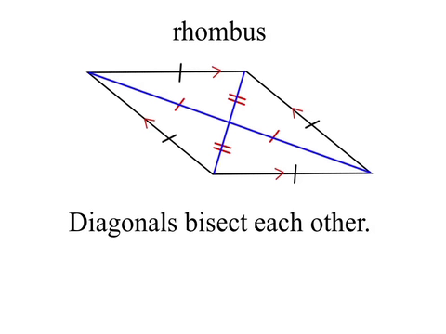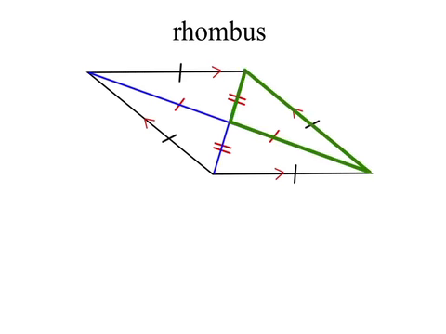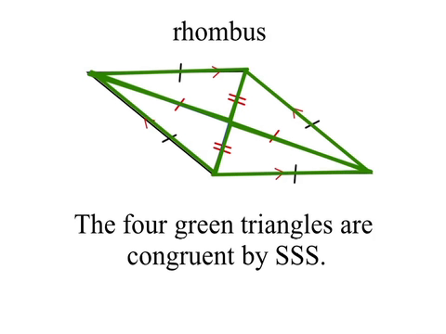The diagonals bisect one another. But we notice in this rhombus, it also looks like they're perpendicular bisectors. Let's check. We can trace out 4 triangles. Then we realize that all 4 of those green triangles are congruent to each other by side, side, side.